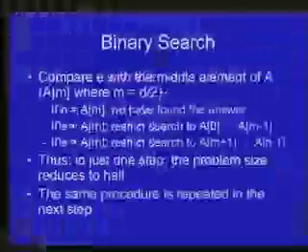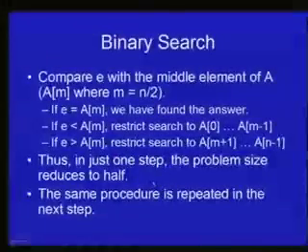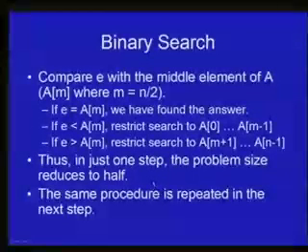So if A[i] is greater than E, then A[i+1], A[i+2], etc. are also greater than E, and therefore we do not need to look at all these elements to locate E. So that's the basic idea of the well-known binary search algorithm, and this is how the algorithm works.